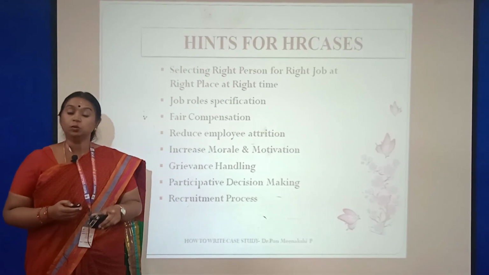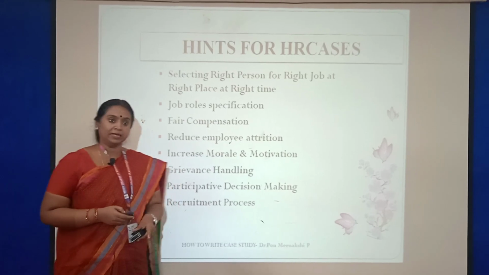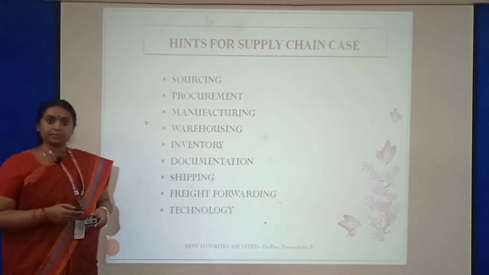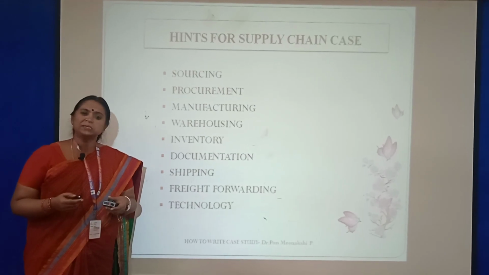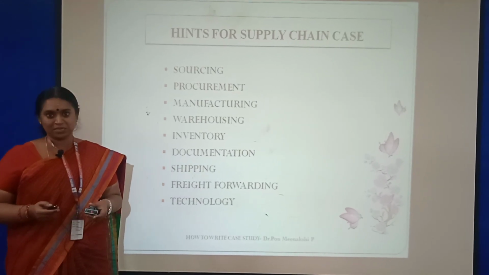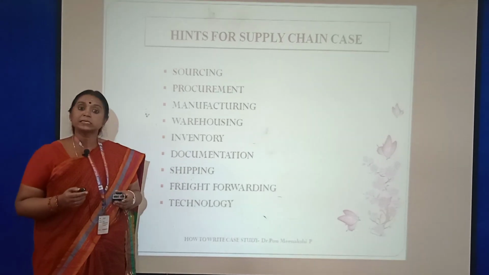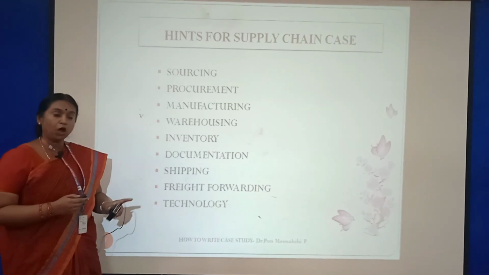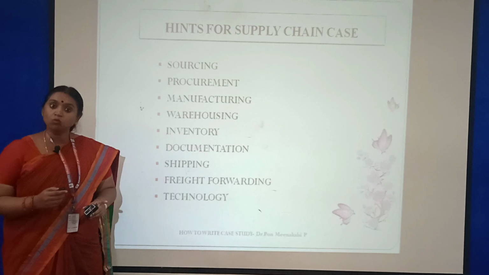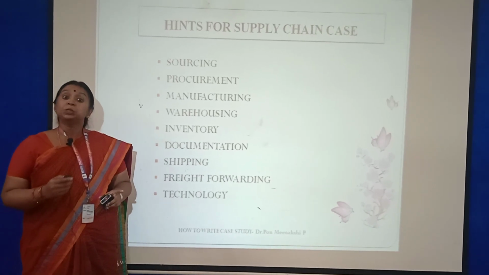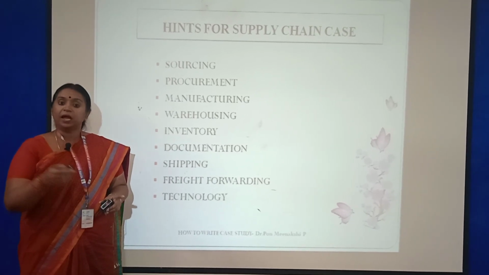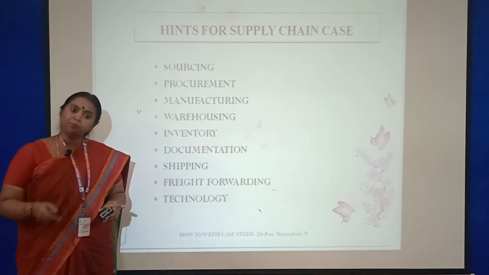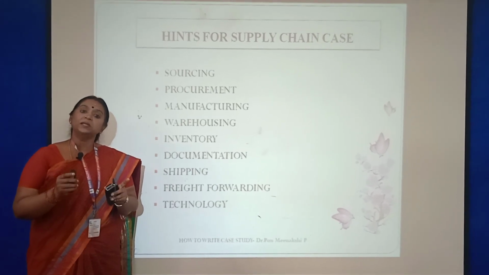Let me move on to the logistic case. How to write a logistic case? Now let's understand what is supply chain and what is logistics. Supply chain has 9 components: sourcing, procurement, manufacturing, warehousing, inventory, shipping and freight forwarding, documentation, technology. All 9 processes together are called the supply chain process.